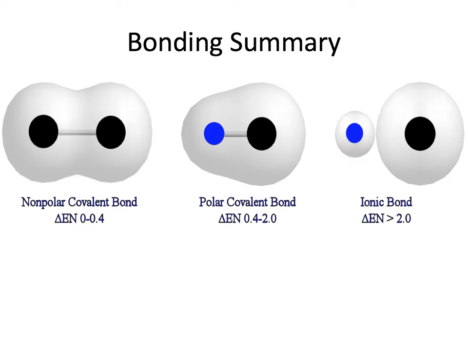So here's a nice summary of the different types of bonds. Electrons are shared during covalent bonding. Here they're shared equally. Here they're shared unequally. This is polar. And then this is the ionic bond where they're not sharing at all, but this one has lost electrons and this one has gained electrons, and now they're attracted to each other.